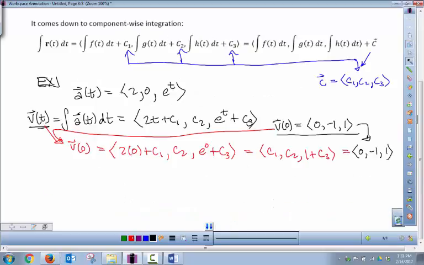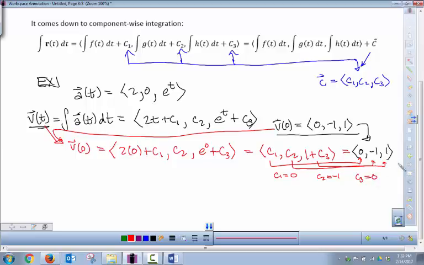So we should be able to solve for c1. Should be able to solve for c2. And with a little bit of work, we should be able to find out what c3 is equal to. So 1 plus c3 is equal to 1. Subtract 1 from both sides. c3 is equal to 0.